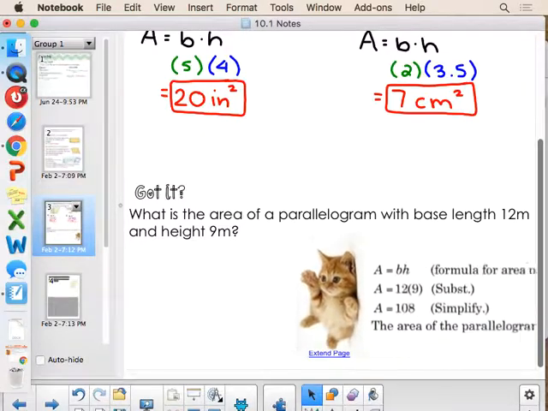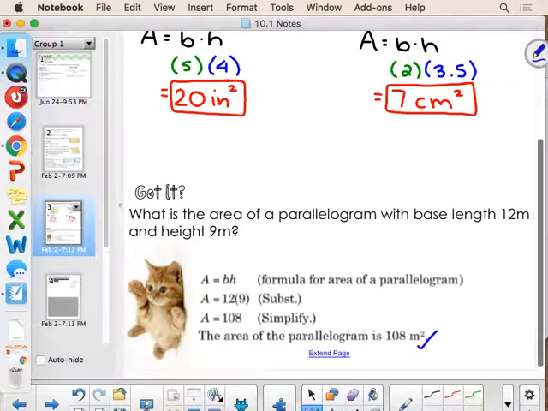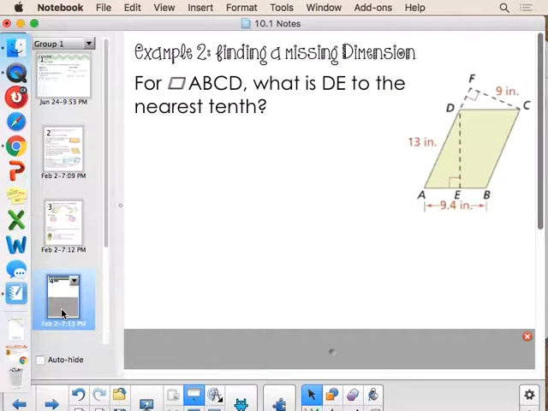Are you ready to check your answer? All right, let's see what the kitty says. The kitty says you should have an answer of 108 meters squared. Do you agree with the kitty? Yes. Okay. I'm attempting to start to appreciate kitties because I'm not a huge fan of them personally. We'll see how that goes.